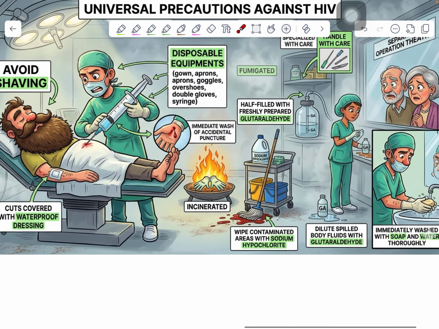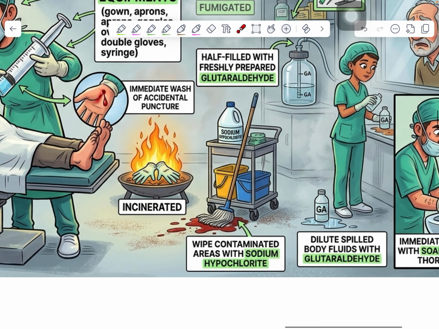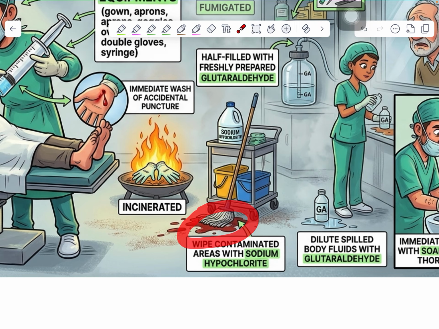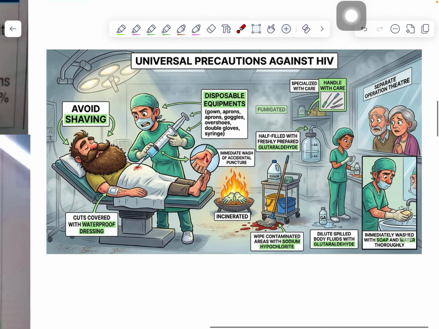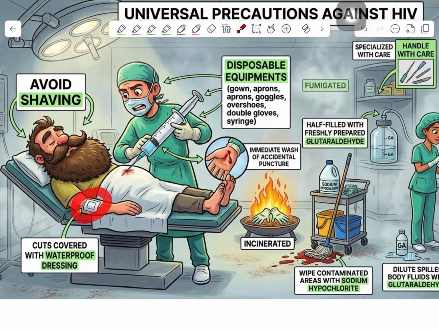This patient has got one accident kind of thing. Now when bringing him to the table, he has bled a lot, so that bleeding is now being cleaned with the sodium hypochlorite solution. Dilute the spilled body fluids with glutaraldehyde. So this is the entire story. And when he got the cuts, he is being covered with a waterproof dressing.